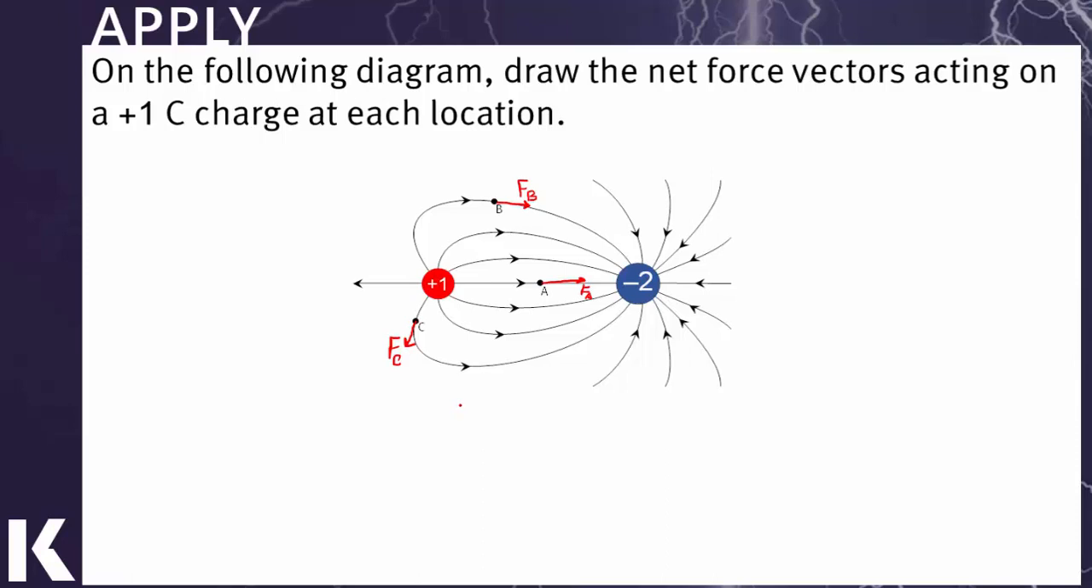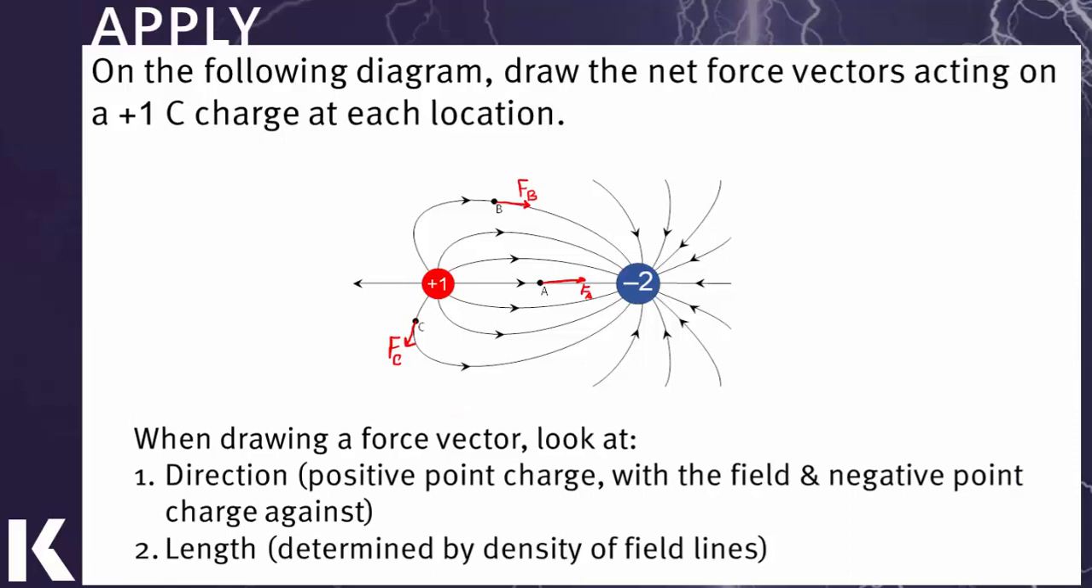So to bring everything together, what you should be taking away from this is when you need to draw a force vector, you need to look at two things. You need to look at direction, which is going to be tangent to the field, either with it or against it, depending on if you're putting a positive or a negative charge in. And then you need to look at length, and that'll be determined by the density of the field lines at that point.